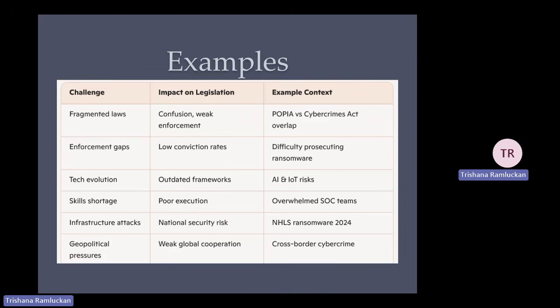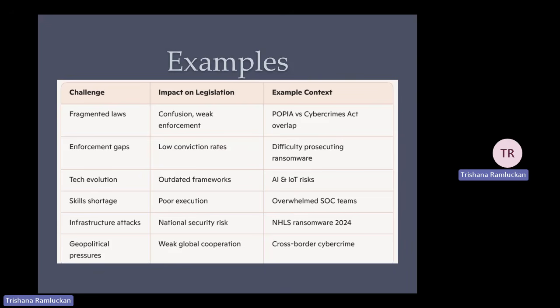Enforcement gaps is another challenge. Low conviction rates is the impact on legislation. Difficulty prosecuting ransomware is the context. So if you look at things like attribution, it becomes very, very difficult because with ransomware, who is responsible or liable for this ransomware attack? You have to be able to attribute it.